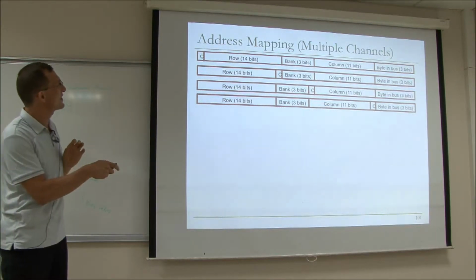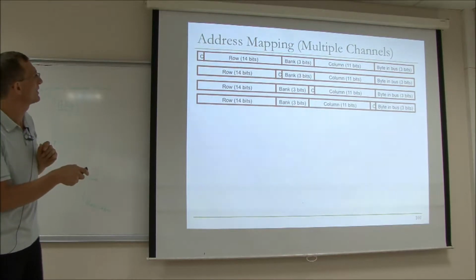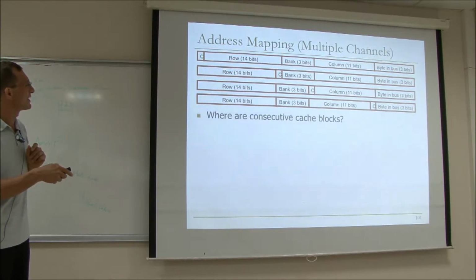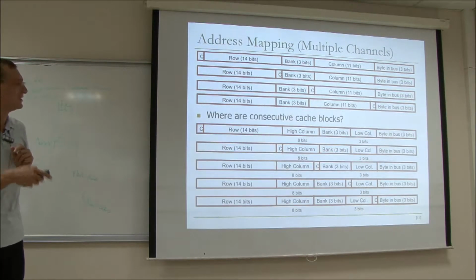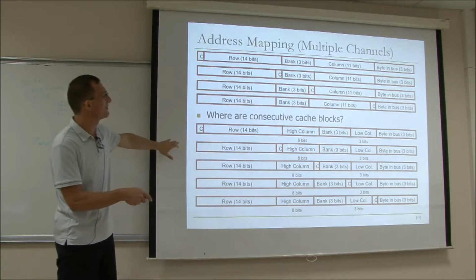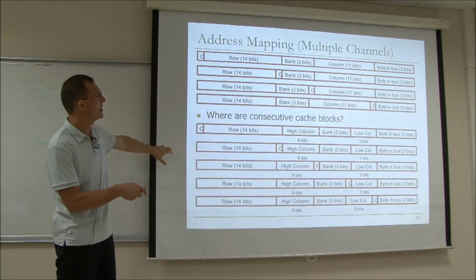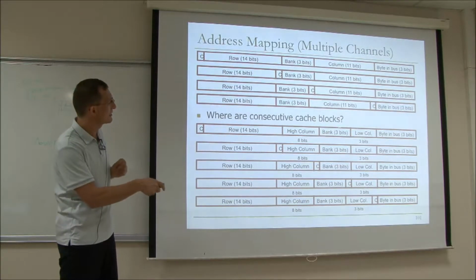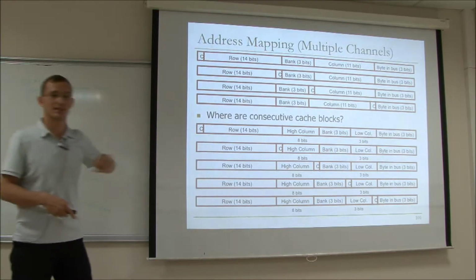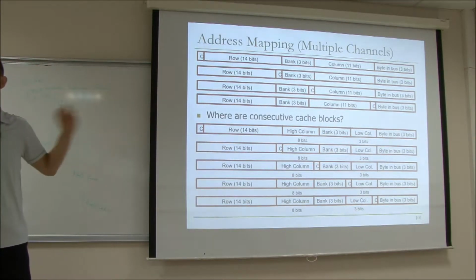So with multiple channels, address mapping becomes even more complex, right? Where do you put the channel bit is one question. And where are consecutive cache blocks in this case? But I'll let you figure that out. And you can actually get even more fancy, right? You can actually divide the column bits. You can take the bank bits from some other place, right? Over here. So yeah, many different choices here. And this all affects the bank conflicts you get.